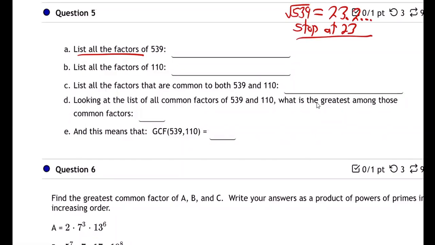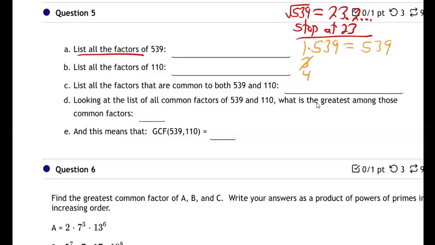So here we go. I'm going to take 1 times 539. And then I'm going to try 2. But you know 2 doesn't go in, right? Just by looking at it, you can tell it's an odd number. So 2 is not going to go in. How about 3? Does 3 go in? You try it on your calculator, 539 divided by 3, and I'm getting no.